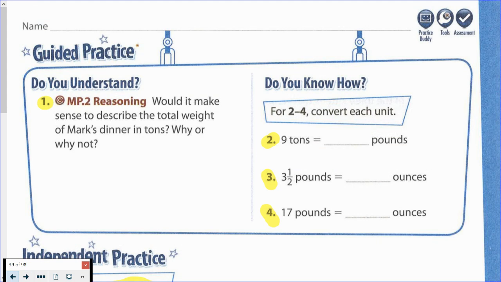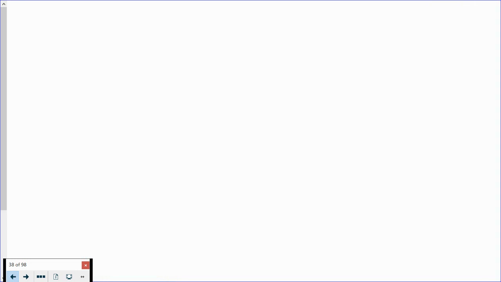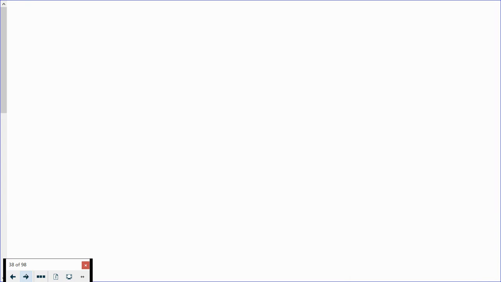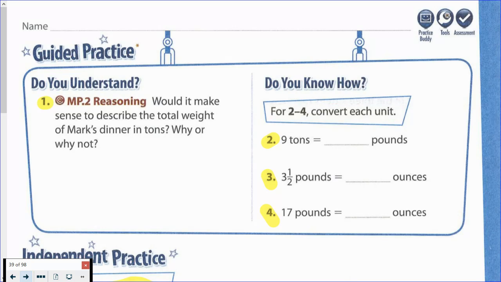We're going to take a look at number 1, 2, 3, and 4 together. Okay, so follow along with the video as you work on these. Oops, sorry about that. Okay, so number 1, would it make sense to describe the total weight of Mark's dinner in tons?